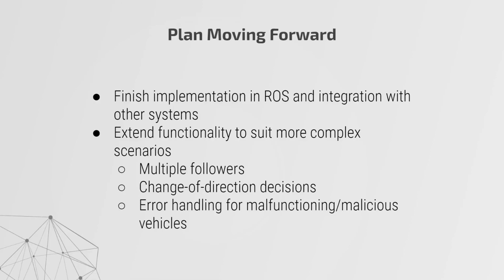In terms of our plans for the future, we will continue to work on completing the intersection control algorithm in ROS, as well as integrating it with other systems. Further improvements to the algorithm can also be made so that we can extend its functionality and also handle more complex scenarios, such as ones where vehicles have multiple followers on the road, change of direction decisions, or error handling in the case of malfunctioning or malicious vehicles. Since the algorithm has been split into different parts based on the vehicle's distance to the intersection, changes should hopefully be easier to implement.